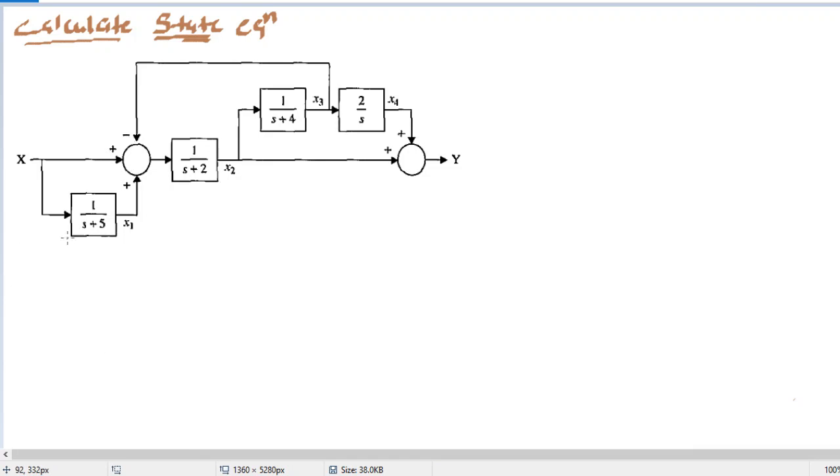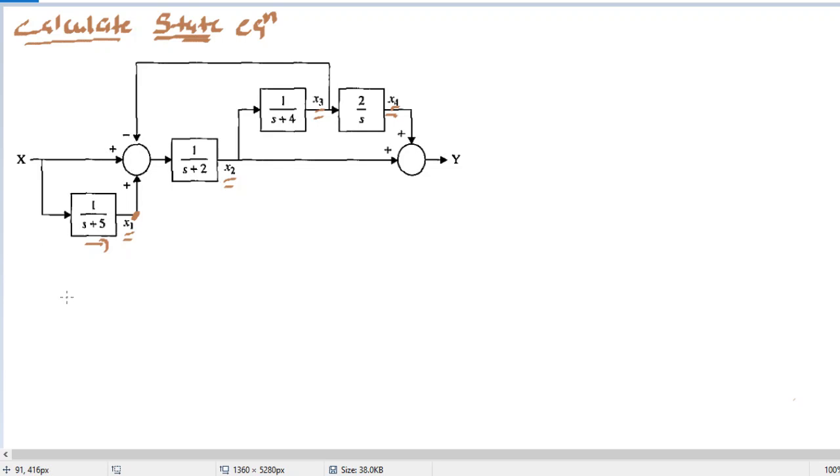Today I have a question of block diagram in which we have to calculate the state equation of this block diagram. So how should we proceed to get the correct answer? First, we can get the equation for each and every block, I mean to say nodes. x1 is one node, x2 is another node, x3 is another node, x4 is another node.